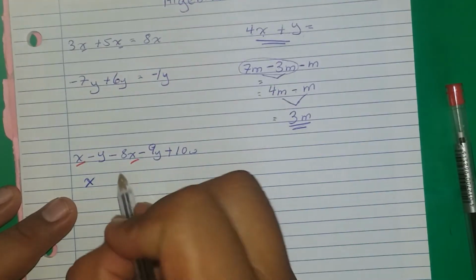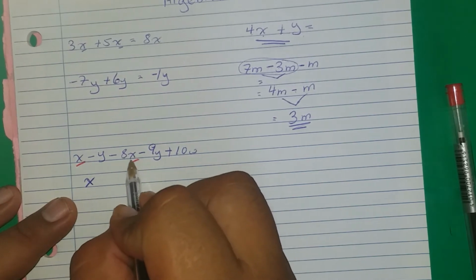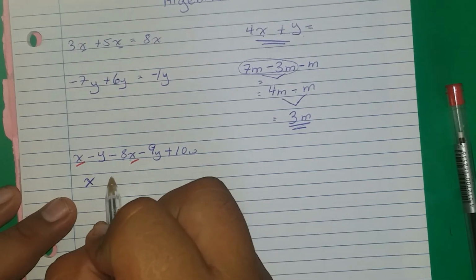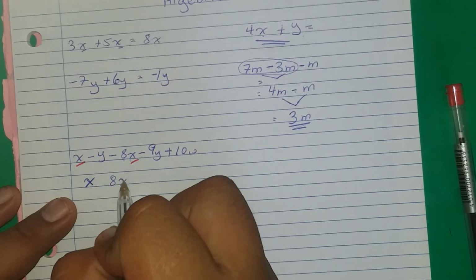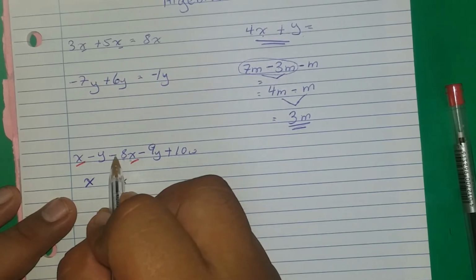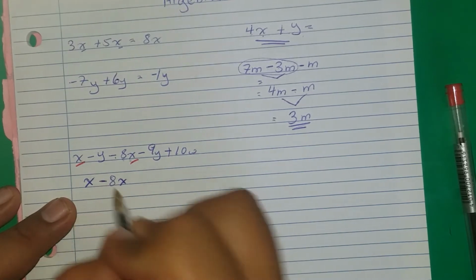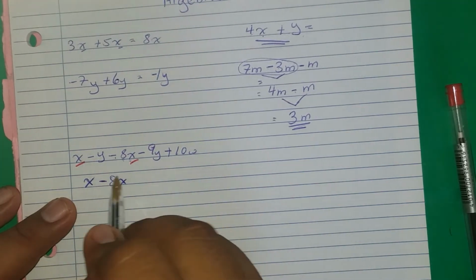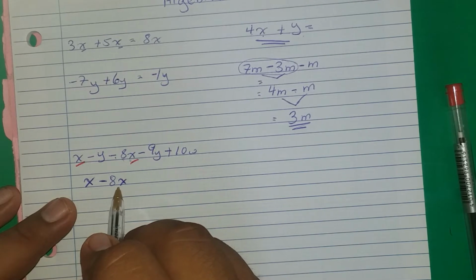And then notice also that this 8, you cannot just say it is plus 8, but if the sign in front of it is negative, then that means you need to bring down the negative, right? So this is negative 8x.